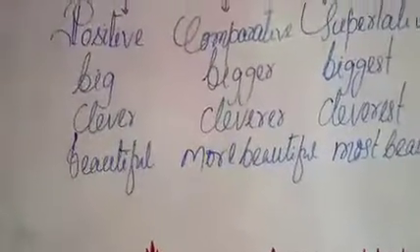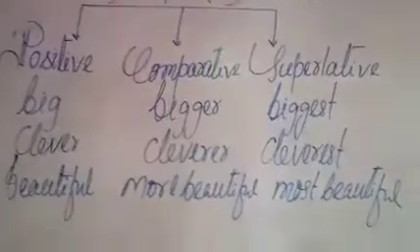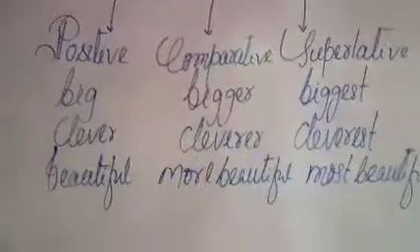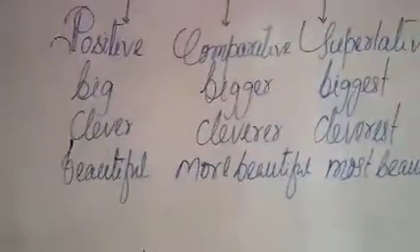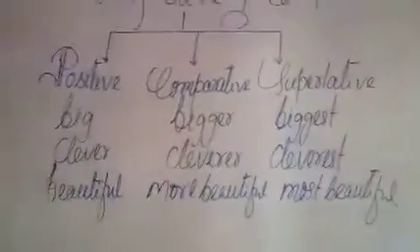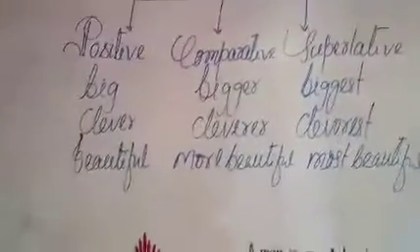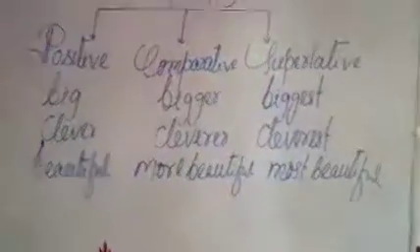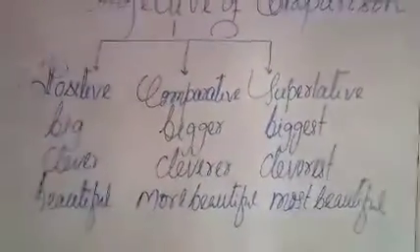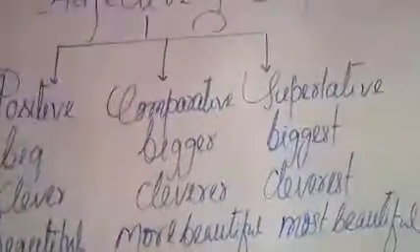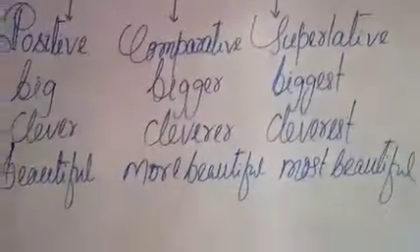In positive degree, just you see big. It is a big elephant. Here, there is no comparison, and we only tell about a single elephant. This is a big elephant. That is a big elephant. But when we compare one elephant with the other, same in kind, that elephant is bigger than this.